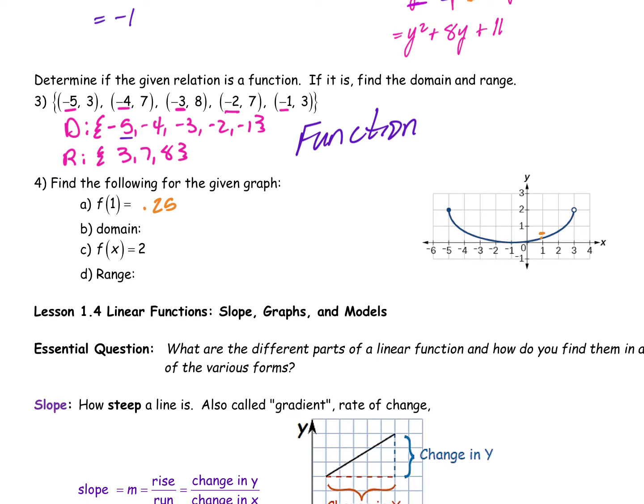What's my domain? -5 to 3. Okay, great. Is -5 included? Yes. Is 3 included? No. Beautiful. Okay, where, for what x does y equal 2?